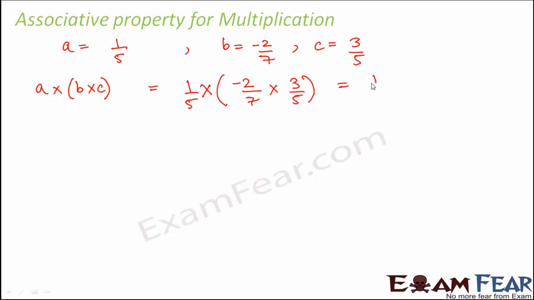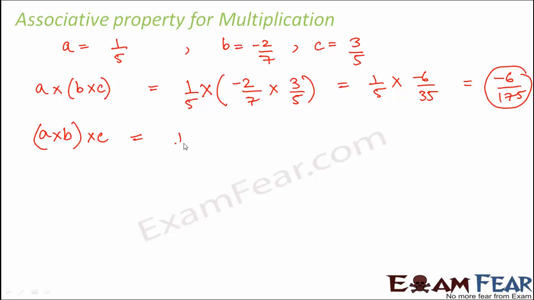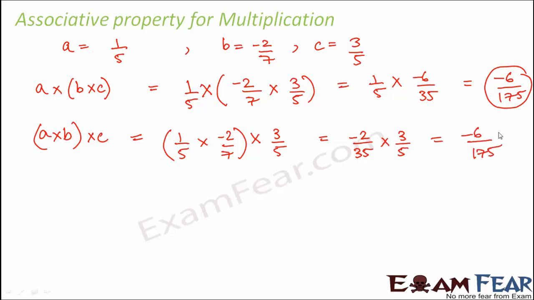So this comes out to be 1 by 5 into minus 6 by 35, which is equal to minus 6 by 175. Now let us calculate A into (B into C), which is equal to 1 by 5 into minus 2 by 7, this multiplied by 3 by 5. So this is equal to minus 2 by 35 into 3 by 5, which is equal to minus 6 by 175. So compare the two values and they are equal.